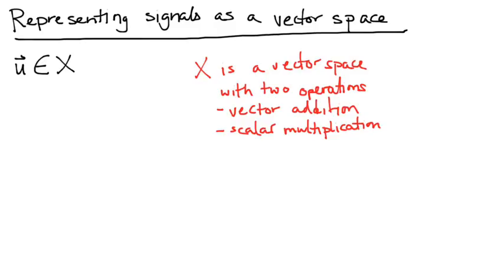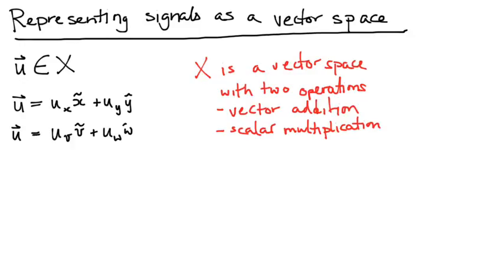So if the vector u is made up of two points, u sub x in the x direction and u sub y in the y direction, then we can say that the vector is the same vector in the v and w axes, u sub v in the v direction and u sub w in the w direction.